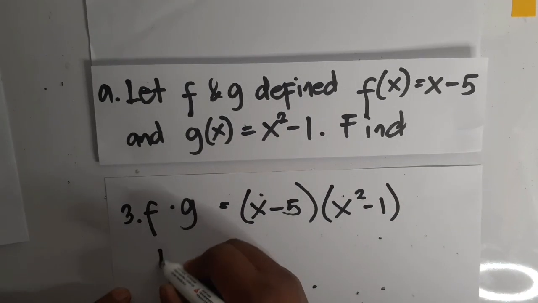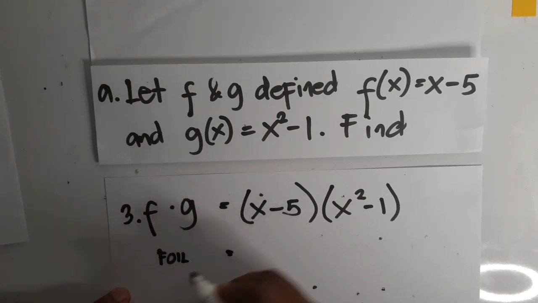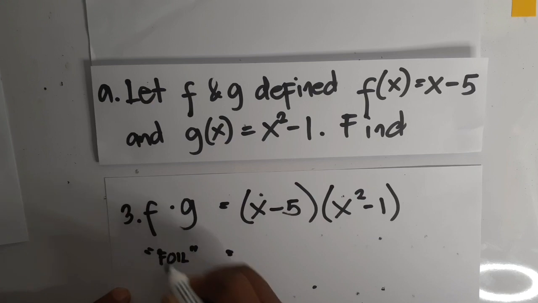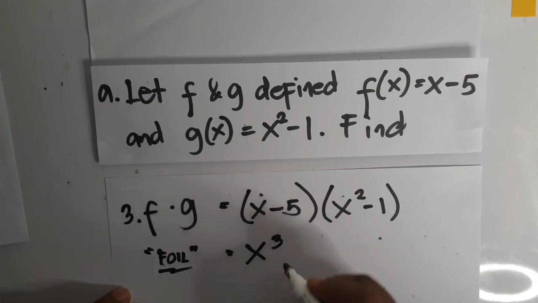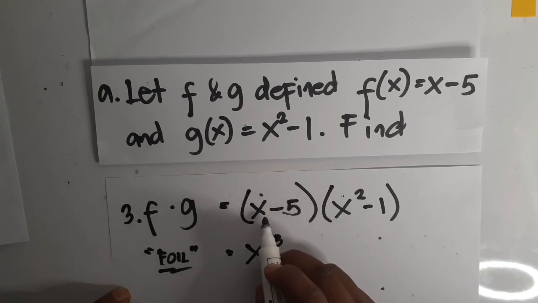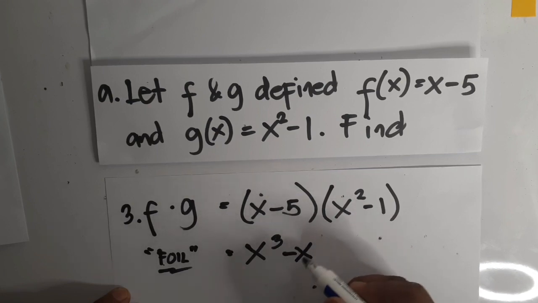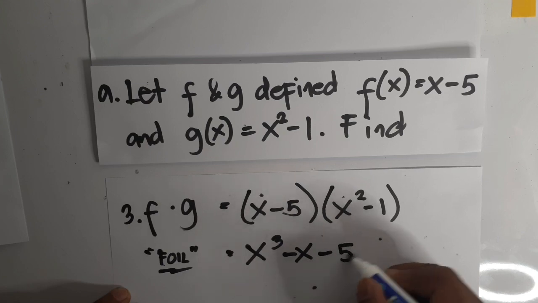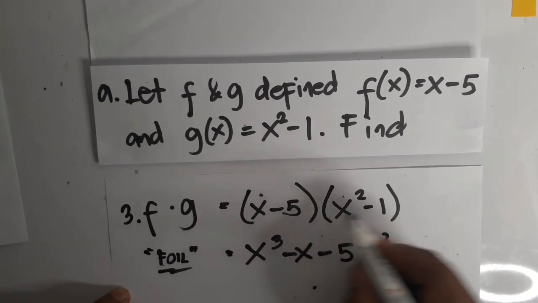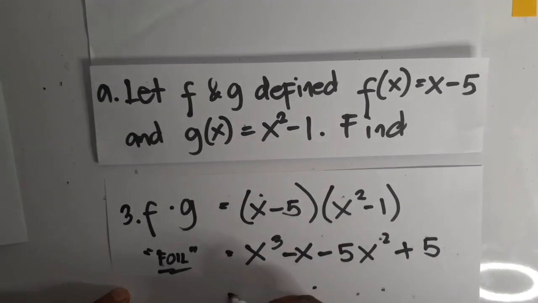So you can use FOIL method. So that is multiplication of the first term, outer terms, inner terms, and last term. So first term is x times x squared, so you have the x cubed. Outer terms is x times negative 1, so you have negative x. Inner terms is negative 5 times x squared, so you have negative 5x squared. And last terms are negative 5 times negative 1 is positive 5.